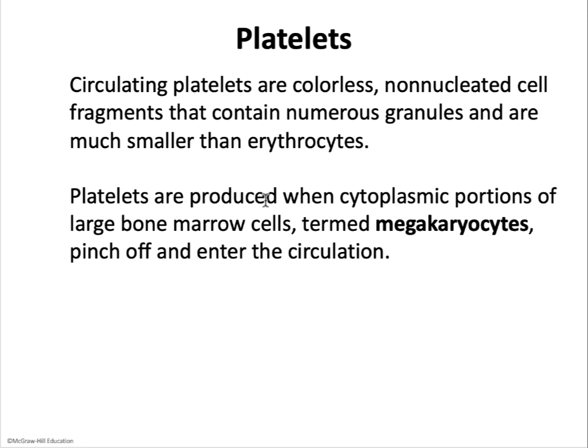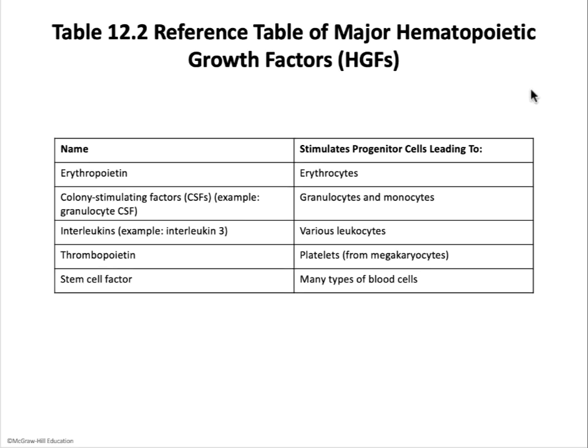Platelets are therefore produced in bone marrow, and they exist in the circulation for a period of time. The pathway of development of hematopoietic stem cells is governed by a whole range of growth factors, some of which are listed here, and one or two of which we have already discussed.